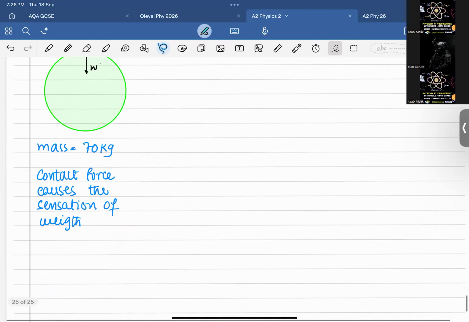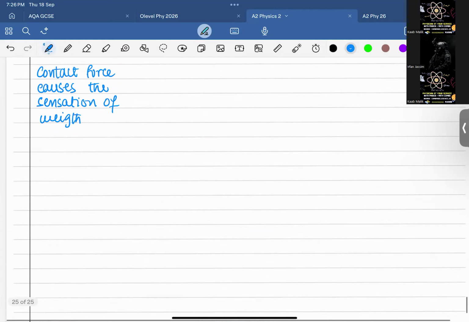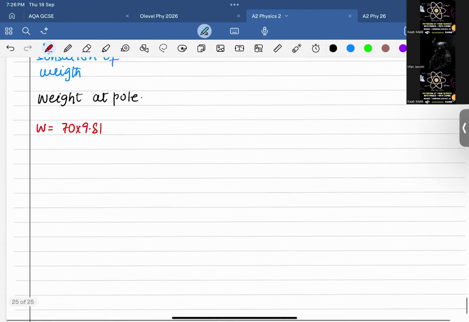Now if we try to find out the weight at the pole for the person, it is going to be weight equals mass, which is 70, times 9.81, which is the gravity, right? So how much is it going to be?